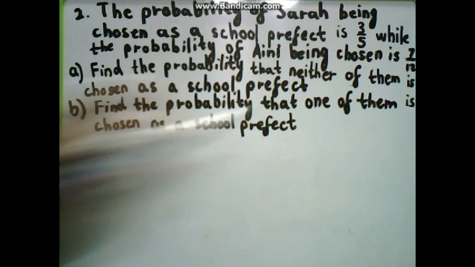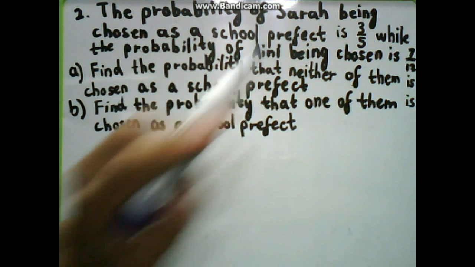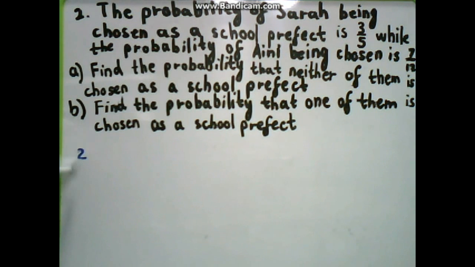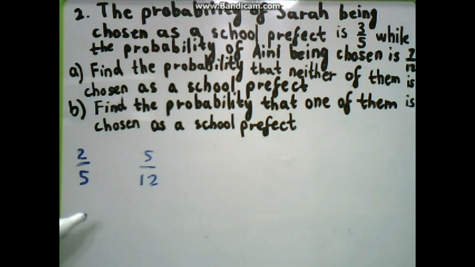So let me just explain this. The probability that Sarah will not be a prefect is 2/5, so it would be 2 over 5. The probability of Aini not being chosen as a prefect is 5 over 12. Yes, that's correct. So you need to times this. The reason why is because both of them are not chosen for the prefects, at least that's what the question wants.